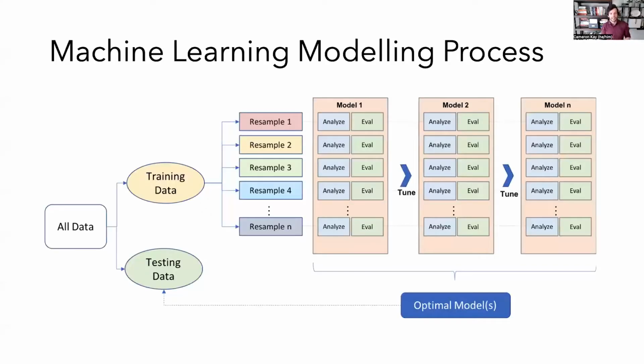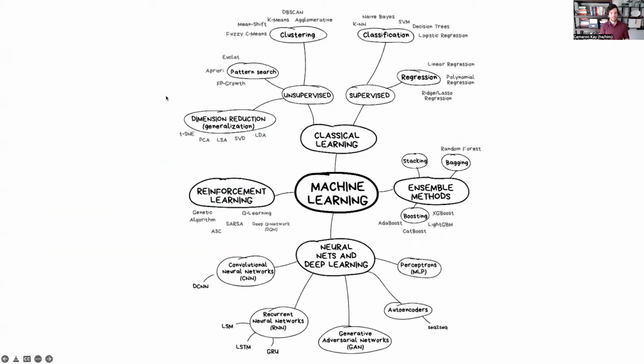Okay, so we have our machine learning modeling process. We've split our data, and we've created a bunch of resamples. Then we have to choose what method to use. Since our outcome variable is not continuous, it's discrete, we will have to use a classification method. There are many different types of classification methods. For this lecture, we're going to be talking about support vector machines.